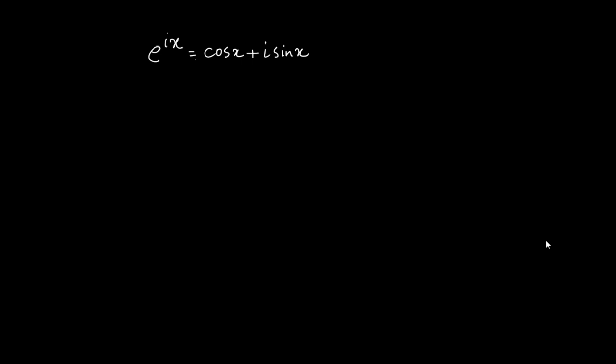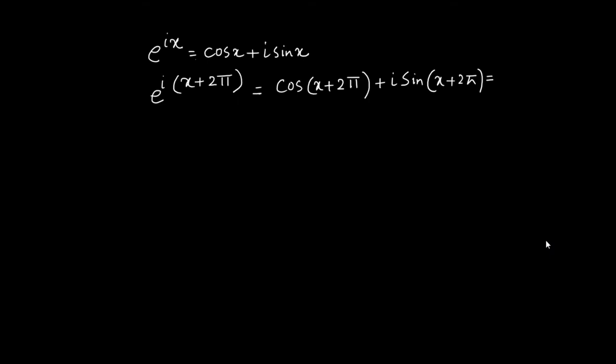Now, since sine and cosine are periodic functions with period 2 pi, we can write e to the power i times (x plus 2 pi) is equal to what? Cos (x plus 2 pi) plus i sine (x plus 2 pi). Since they are 2 pi periodic functions, cos (x plus 2 pi) is cos x, and sine (x plus 2 pi) is again sine x. So cos x plus i sine x is again e to the power ix. So e to the power i(x plus 2 pi) is again e to the power ix.